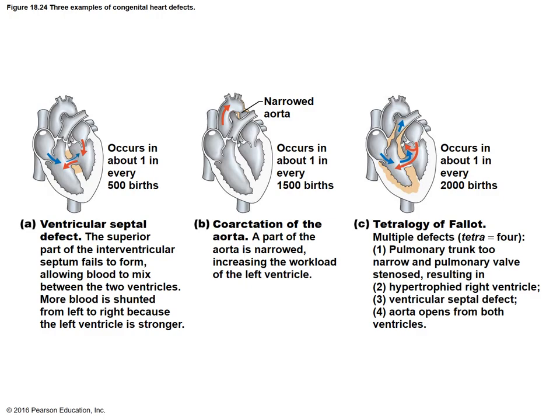And then tetralogy of Fallot is where you have multiple problems occurring here, in that the pulmonary trunk is too narrow, the pulmonary valve is not closing properly, you have a right ventricle that's hypertrophied, the ventricular septum defect, so you have a hole there, and then the aorta opens from both of the ventricles. So you have multiple problems, but like I said, surgery can correct this.